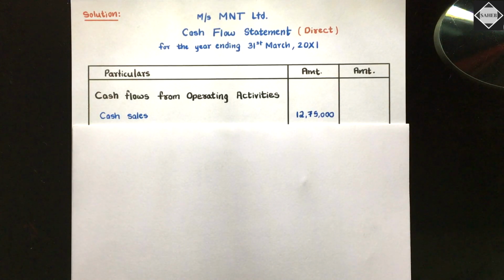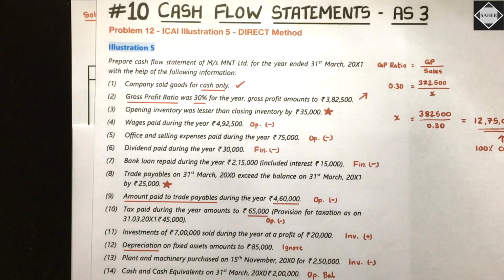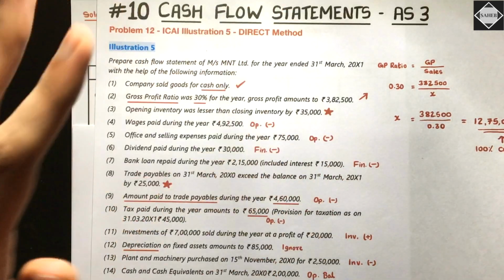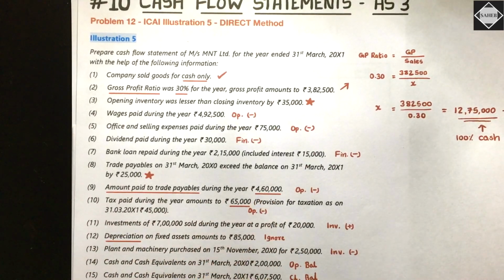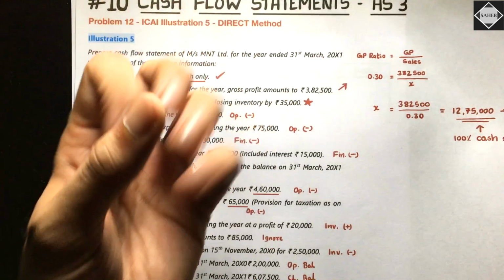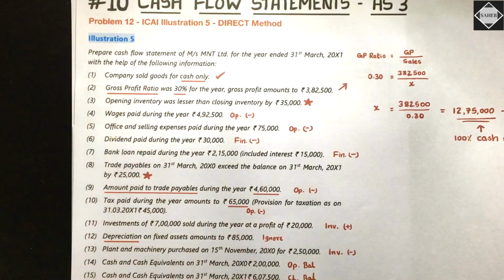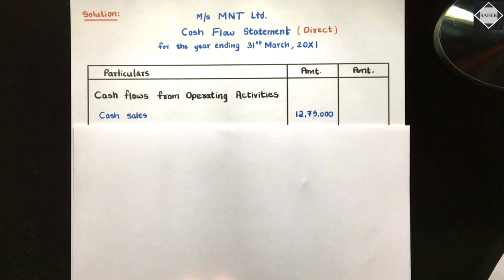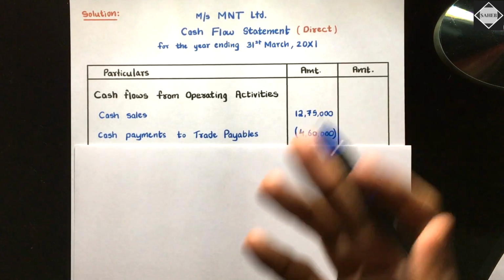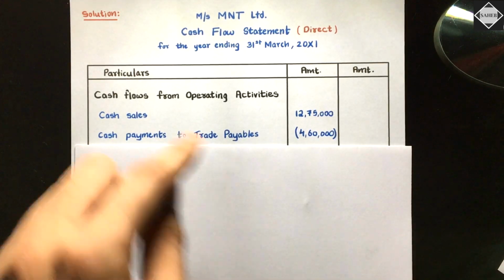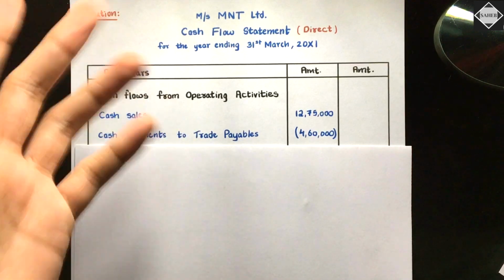Next, we have purchases, right? Regarding purchases also we found out everything. And we found out there are only credit purchases. And how much have we paid to trade payables? We have paid 4,60,000. This is the amount that we have paid to creditors from whom we purchased goods on credit, right? So we'll just take that amount paid to trade payables. See, cash payment to trade payables, minus 4,60,000, because that's an outflow. Next, we are done with the credit purchase thing. That's the payment to trade payables.